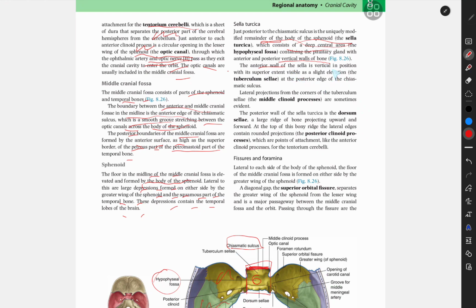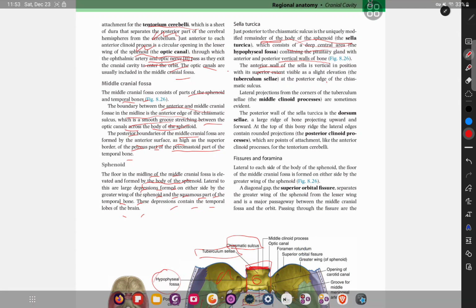The anterior wall of the sella turcica is vertical in position, with its superior extent visible as a slight elevation, the tuberculum sellae. The anterior elevation is the tuberculum sellae, the posterior is the dorsum sellae.